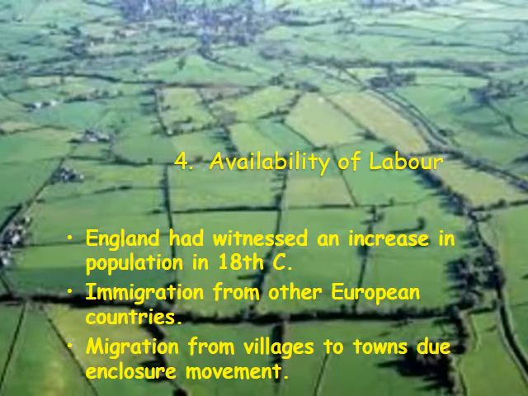Availability of labor also helped the Industrial Revolution to begin in England. England had witnessed an increase in population during the 18th century. There was a large-scale immigration of people from other European countries, either to avoid religious persecution or to find employment. At the same time, a large number of landless farmers from the villages migrated to the towns in search of jobs when they lost their work due to the enclosure movement. This provided a perennial source of labor to the British manufacturers to start the new industries.